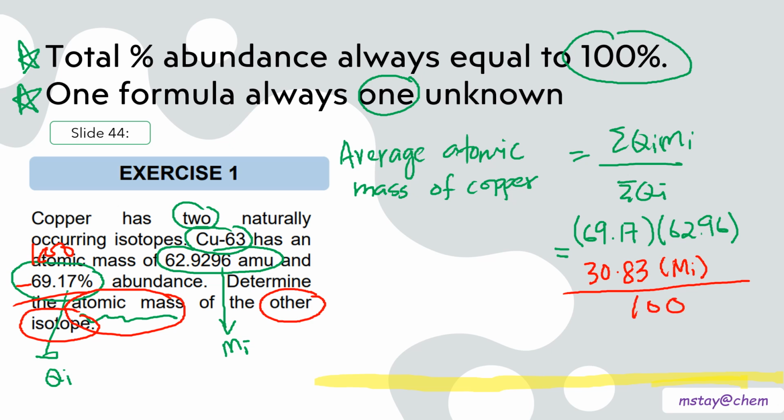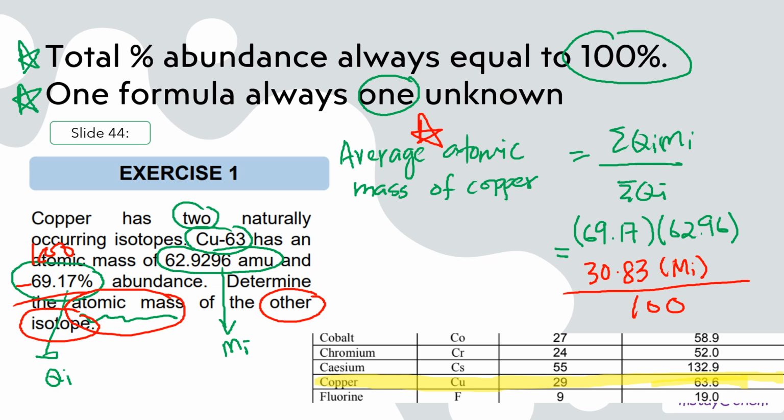So that means we still have one more unknown, which is the average atomic mass. If this happens in your test or exam, then you have to refer to the list of elements, where you will notice the atomic mass, the relative atomic mass for copper, is 63.6. This is what we meant just now: one formula always has one unknown, which is the mass of the other isotope.